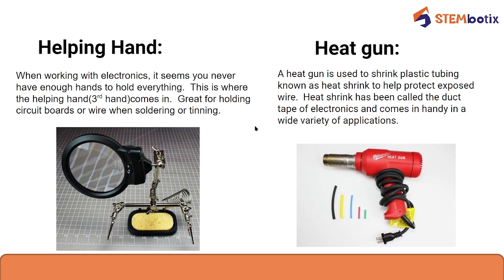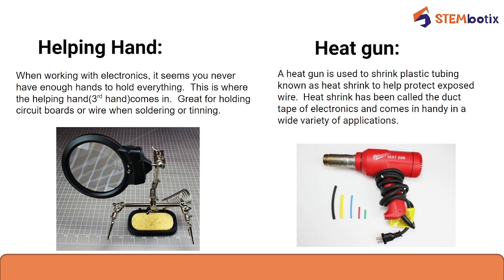Then after that we have the helping hand. Now see, if you have seen a soldering iron or a soldering machine, you will know that this is something which is very helpful when you are soldering a PCB or soldering small screens. When working with electronics, it seems you never have enough hands to hold everything. This is where the helping hand or third hand comes in. Great for holding circuits or wires when soldering or tying.